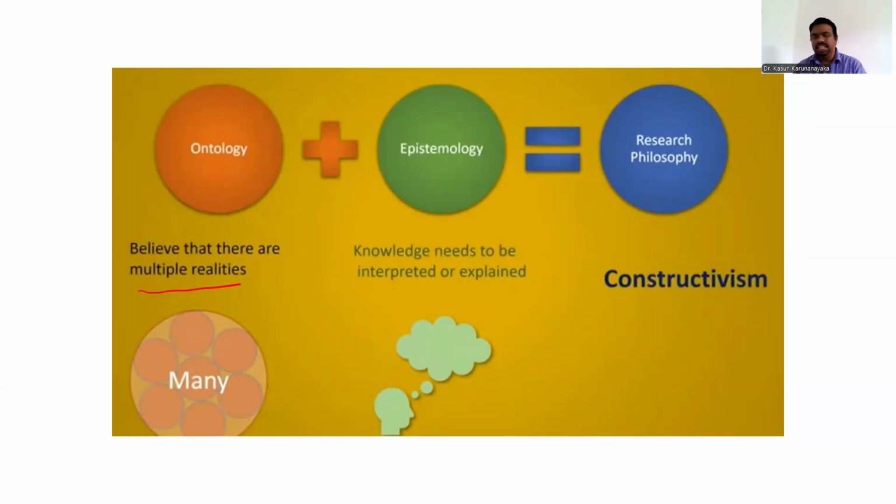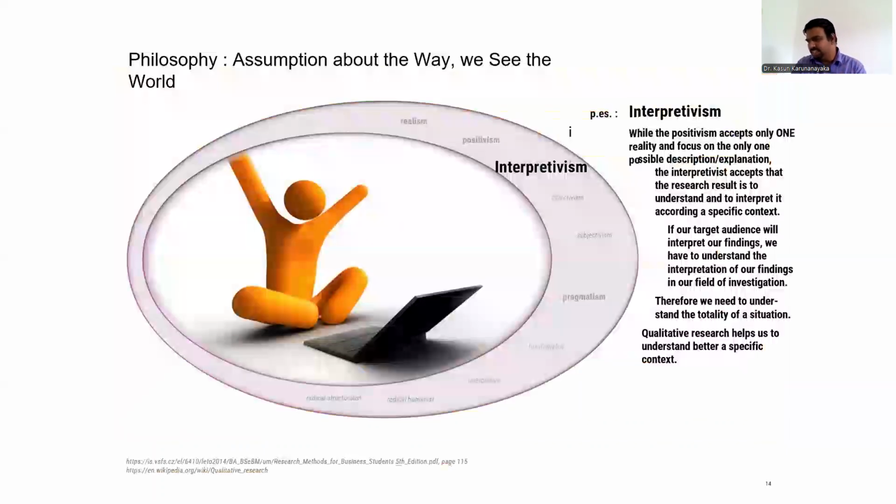And also in interpretivism, there are two very small differences. I will tell you about that after the next slide. So in interpretivism, while positivism previously accepts only one reality, right, and focuses only on one possible description or explanation, the interpretivist, on the other hand, accepts that the research result is to understand and interpret according to a specific context. From context to context, it will be different, right?